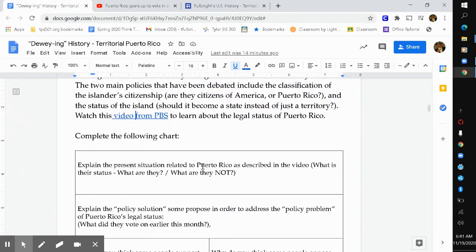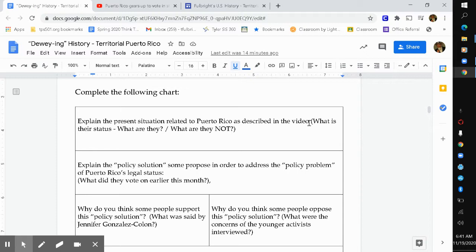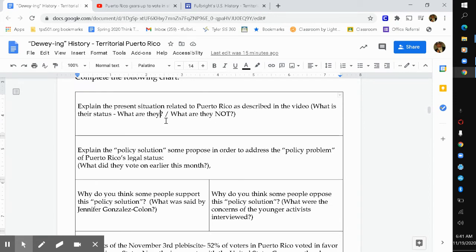Okay. So, what is the present situation related to Puerto Rico just described in the video? What did the newscaster tell us? What is Puerto Rico? What are they not? How does Puerto Rico feel about this? So the voters, early November, November 3rd, were trying to vote on what? What did they say in the news broadcast? They're going to the polls to vote on.